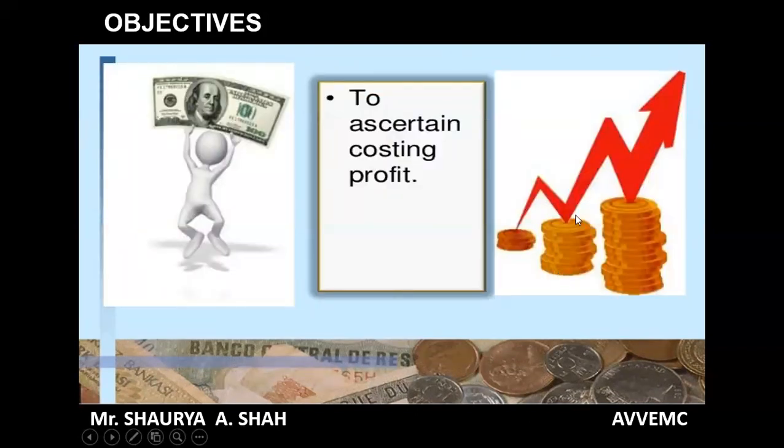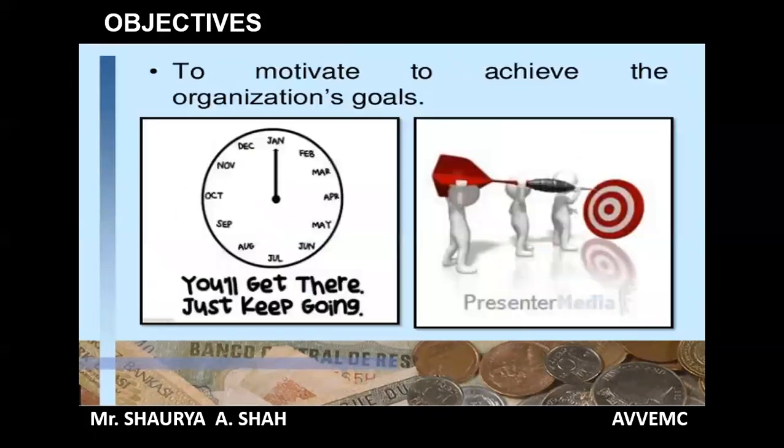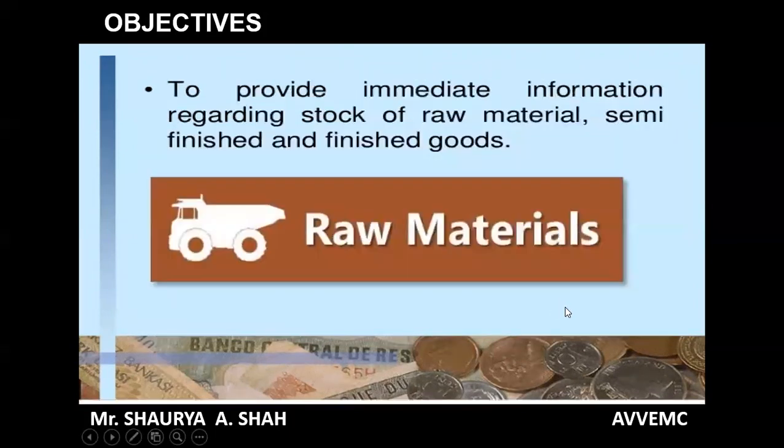Next is to ascertain the costing profit. Now, in order to ascertain the costing profit, students, the financial profit is achieved from the P&L account. Now, in order to get the costing profit, you need to calculate the cost accounts. Next is, students, to motivate to achieve the organization's goal, right? Organization goal here in cost accounting is to get the maximum profit and minimum cost. So to motivate the employees, the business, the organization to achieve those goals is one of the objectives of cost accounting.